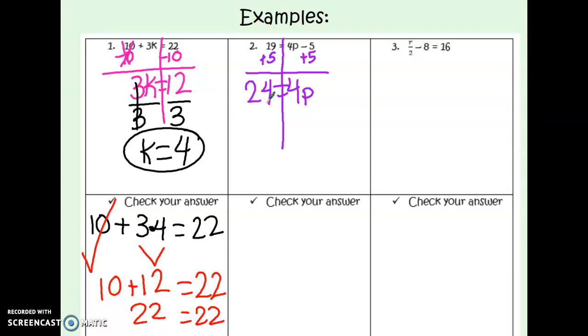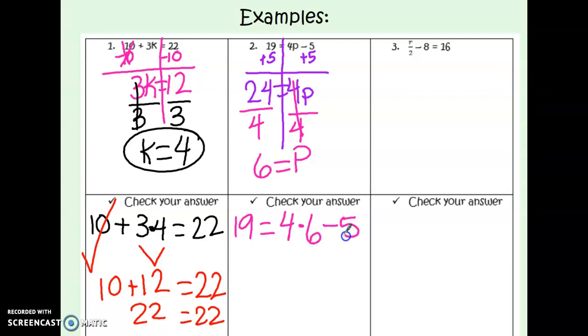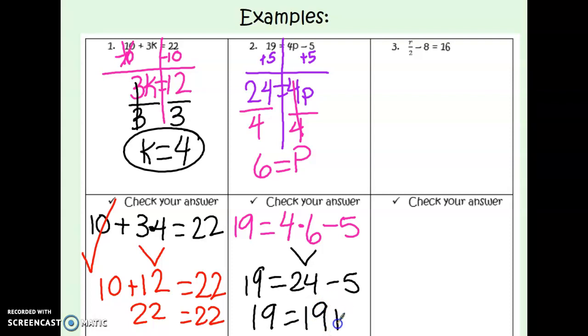Okay, my next step is to multiply or divide. I divide by 4, which leaves me with just p. And then 24 divided by 4, so p is equal to 6. And then we're going to substitute in. 19 equals 4 times 6 minus 5. Order of operations says we multiply first. So 4 times 6 is 24. Okay, 24 minus 5 does indeed equal 19. So that one is also correct.